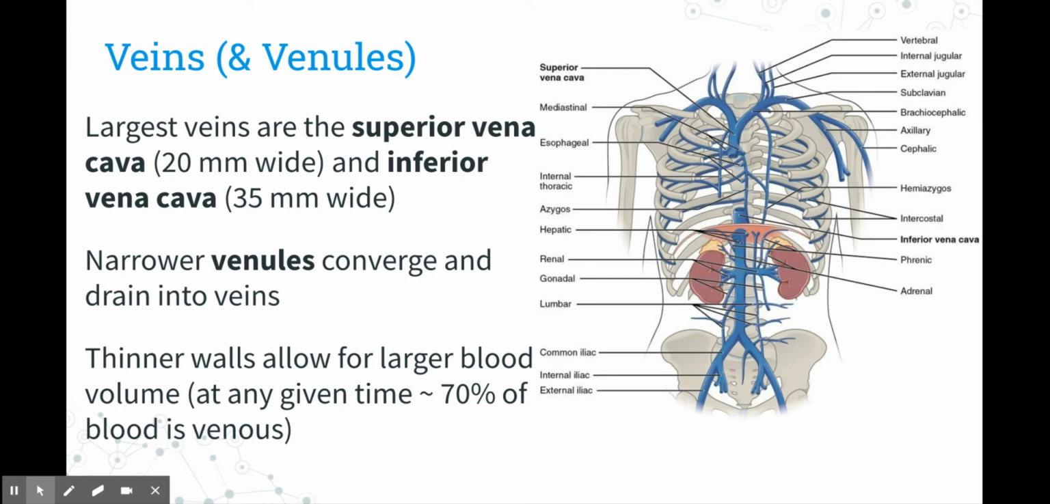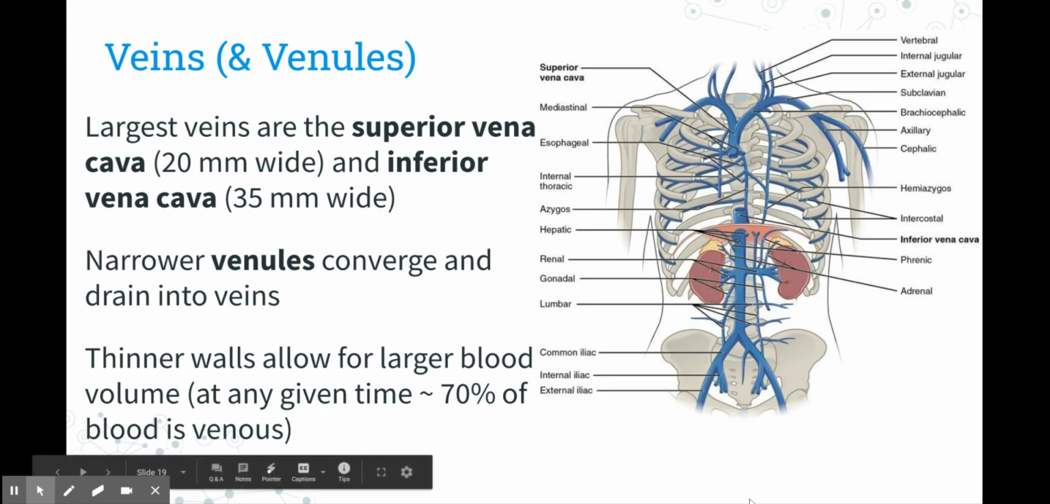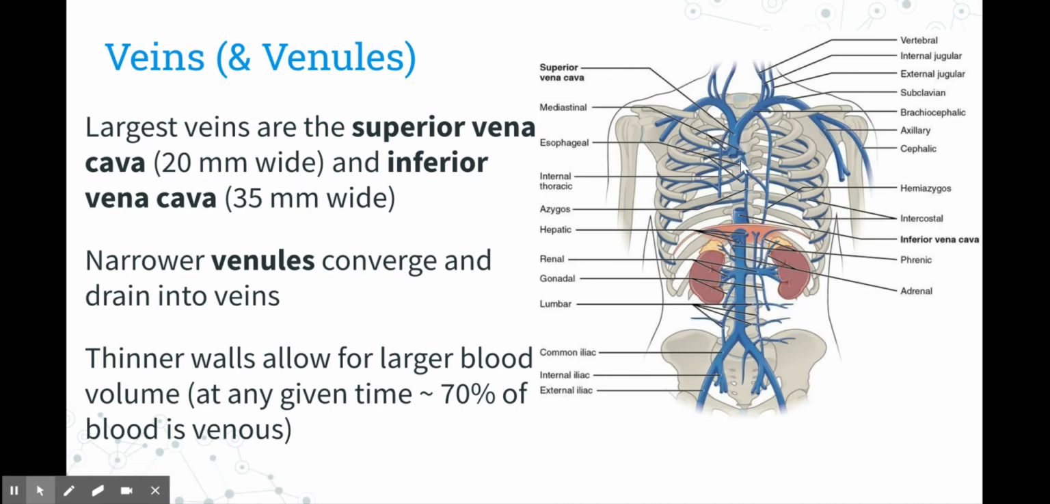The largest veins in the body are the vena cava. There's actually a superior and inferior, or anterior and posterior, depending on if you stand up on two legs or walk on four legs. But superior is the one that comes out of the top of the heart, also sometimes called the anterior. And the inferior, or posterior, comes down from the bottom of the heart. They are almost as large as the aorta, although not quite. They serve to return blood back to the heart as they collect blood from the narrower venules, which converge and drain into the veins.